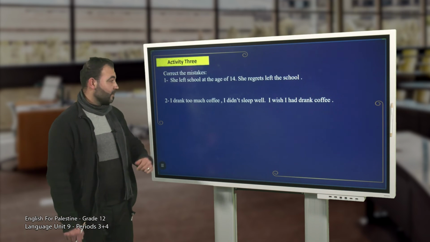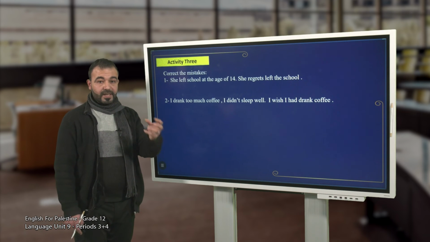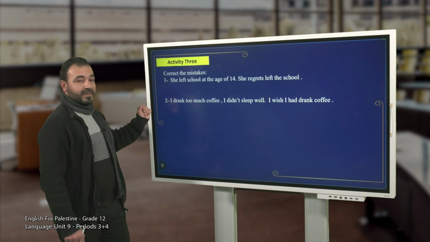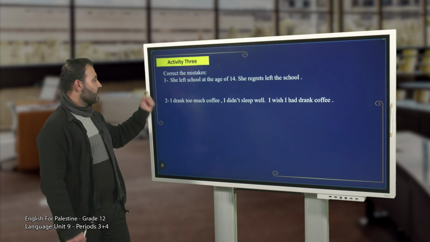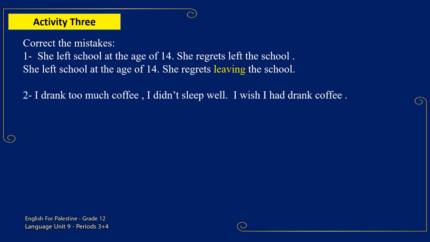Activity 3. Quickly, correct the mistakes. Read number 1 and 2. Find the mistake and try to correct it. Take a minute. Thanks. Number 1. Have you found the mistake here? She left school at the age of 14. She regrets left the school. Yeah, she regrets leaving. So, she left school at the age of 14. There are no mistakes here. She regrets leaving. After regret, we should use the ing form.